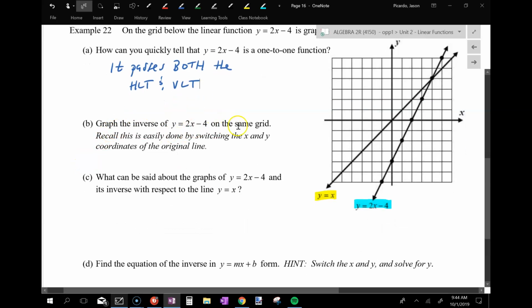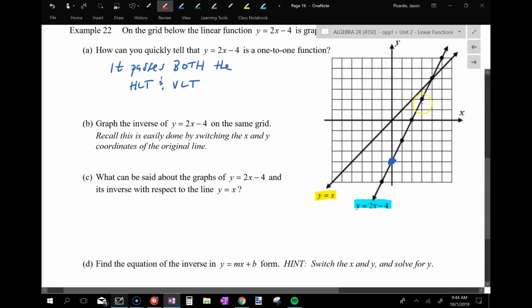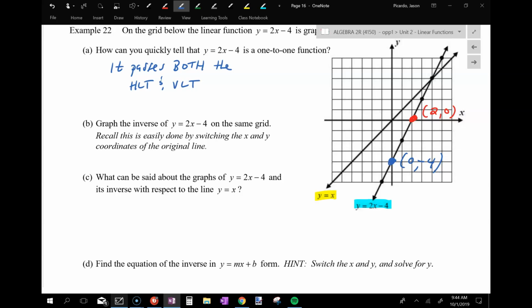Now it says to graph the inverse on the same grid. Guys, here's all I need you to do. Pick any 2 points that are on this line. Any 2 points that you want. I'll choose this one, and I'll choose, sure, this one. Jelani said 2, 0. I chose this point here, which was 0, -4. Those are actually 2 good points to choose because they happen to be the x and y intercepts.